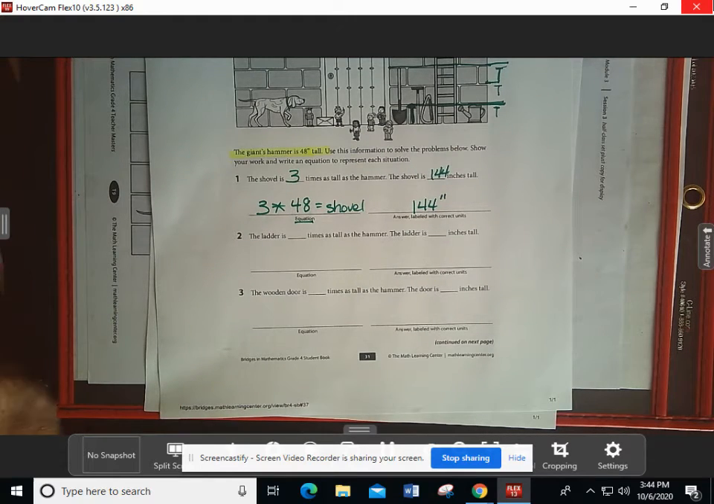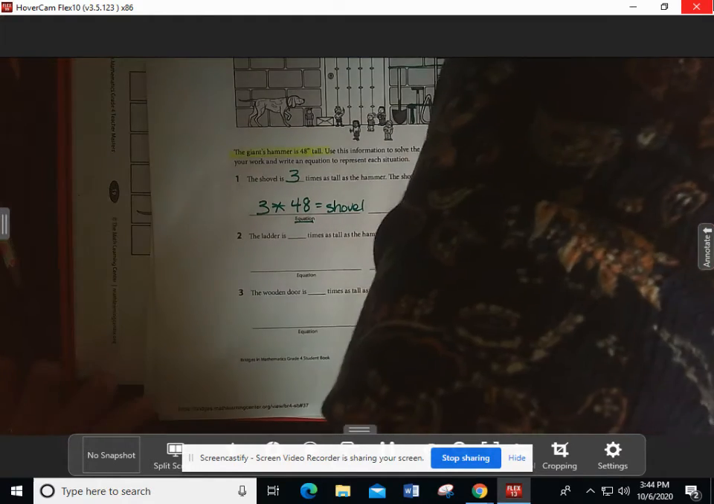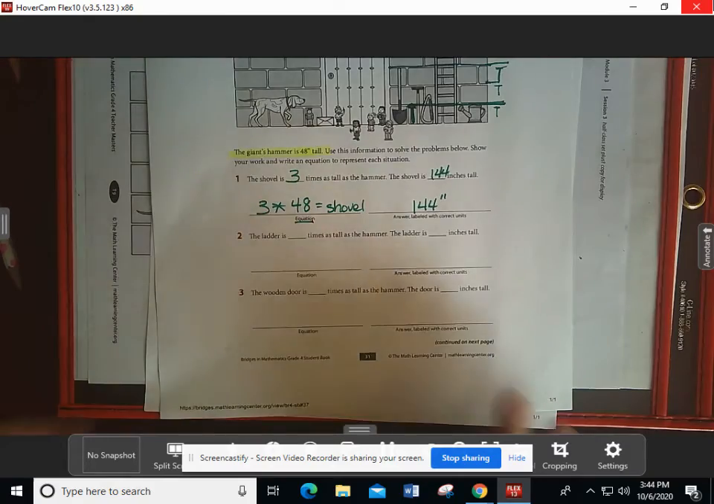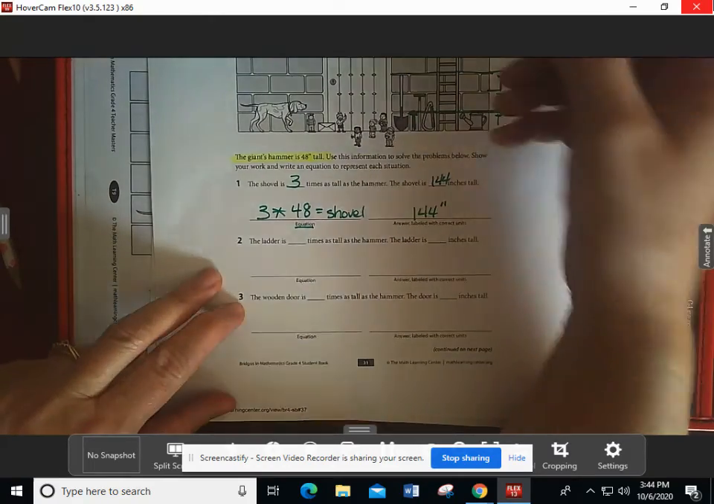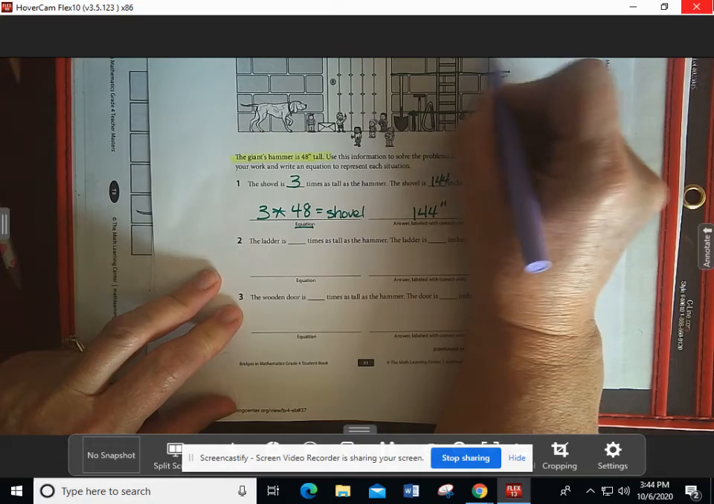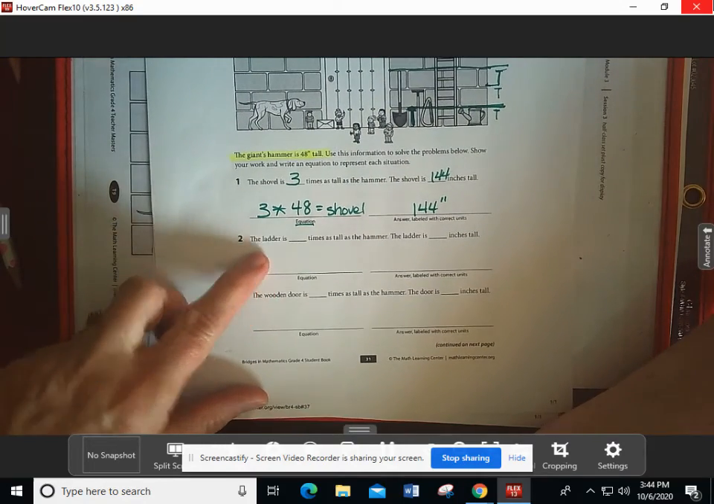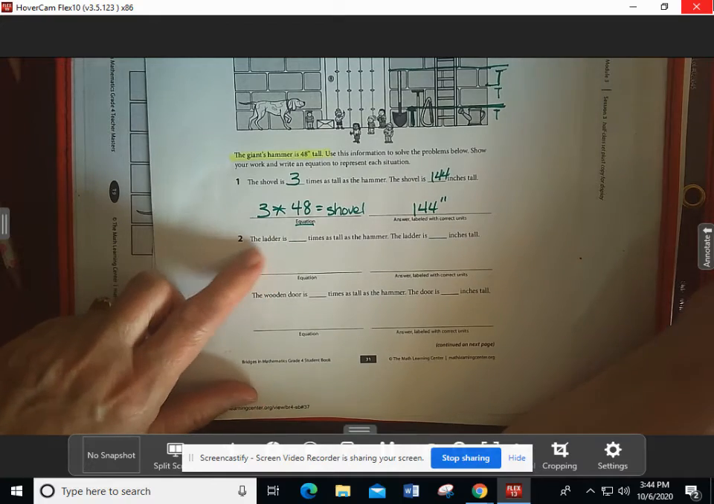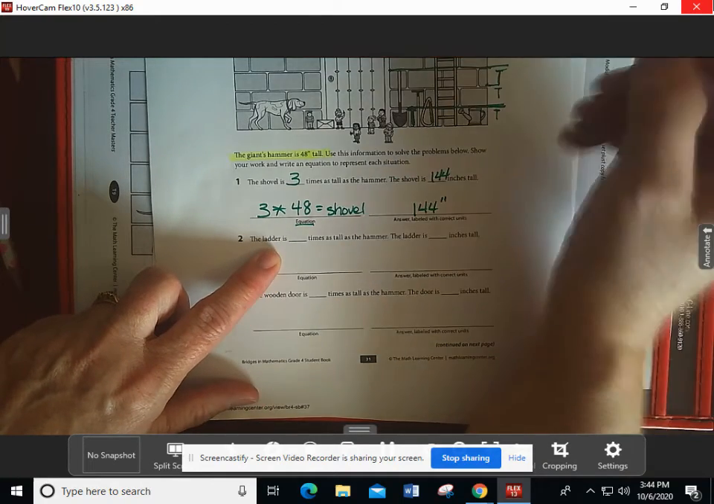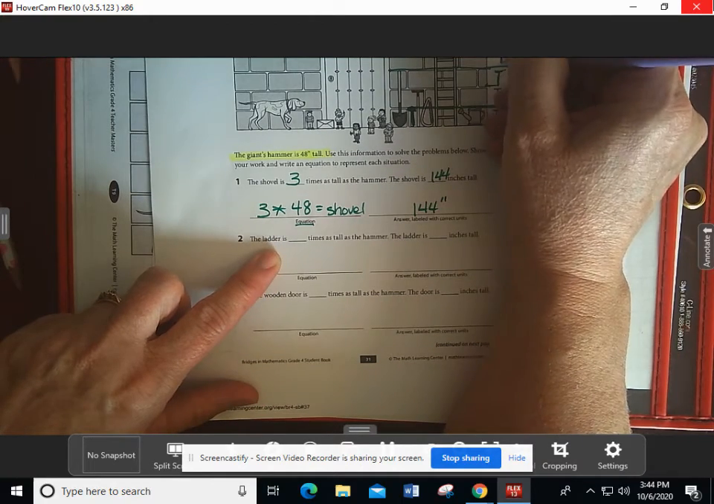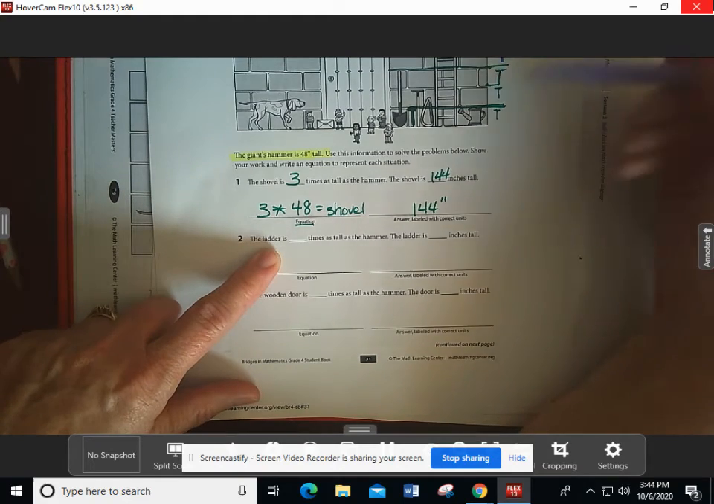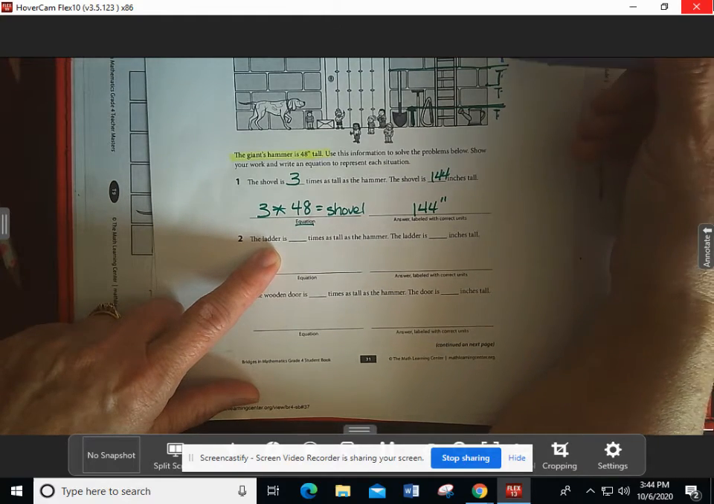Okay, I'm going to pull a different color now so that we can see the difference of what we're working on. Now we have to deal with the ladder. Here's our ladder. Our ladder is to that level. It's that tall. And we need to know how many times as tall as the hammer the ladder is. Well, there's my hammer. How many hammers do we have? 1, 2, 3, 4.